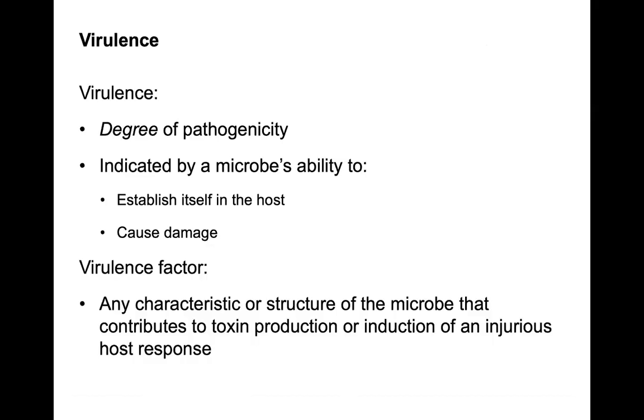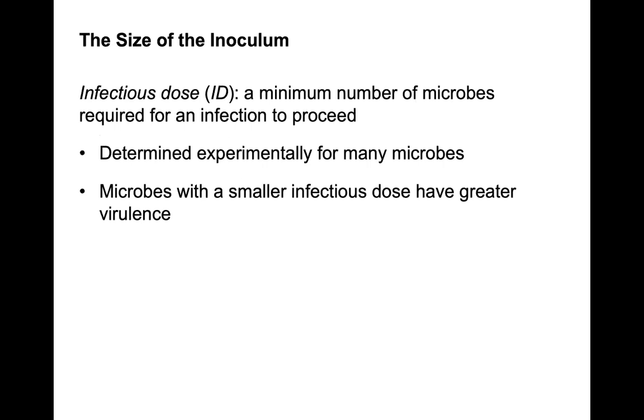Okay, now virulence. Virulence is the degree of pathogenicity. It's indicated by the microbe's ability to establish itself in a host and its ability to cause damage. A virulence factor is any characteristic or structure of the microbe that contributes to toxin production or induction of an injurious host response. Now, the size of the inoculum can play a very important role.